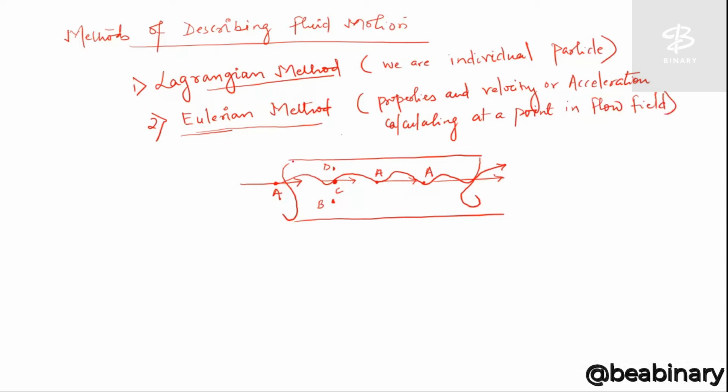So what is my flow field? In this pipe, the flow is occurring. So it means that the flow field is this pipe. Okay.